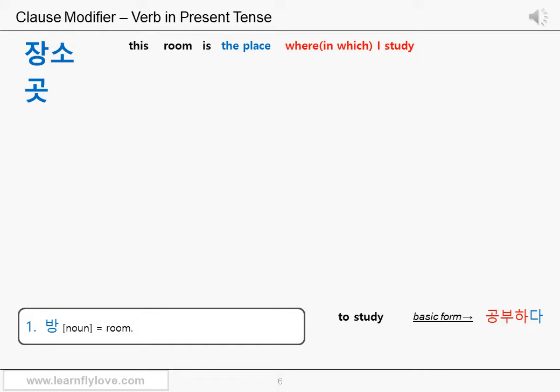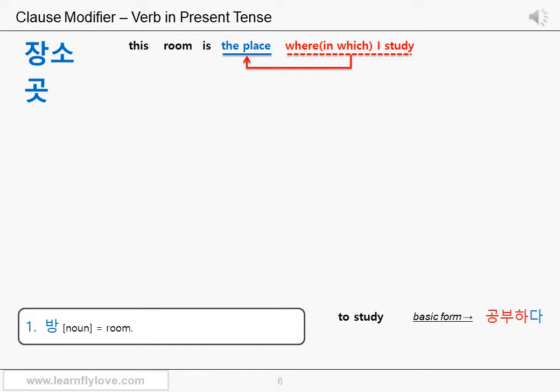We don't really care whether you use where or in which in English because we are not going to translate where nor in which anyway. Those are grammatical elements used in English, not Korean. Even if you say, this room is the place that I study in, it wouldn't matter. The important thing is, we are talking about a place. And where I study part modifies the place part.